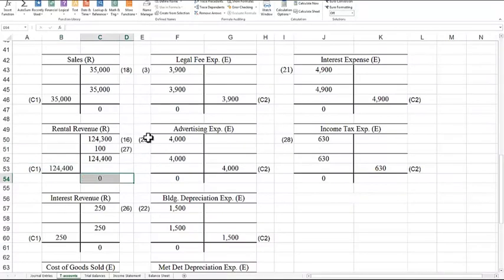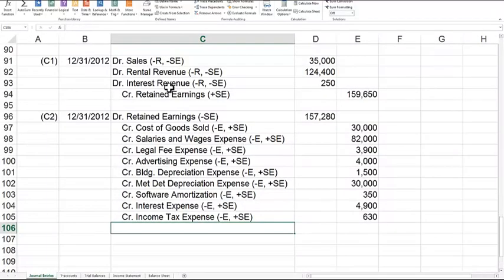If we look at advertising expense, after doing the adjusting entry, the balance was $4,000. That went on the income statement. The closing entry is going to credit advertising expense for $4,000, which will zero it out. So we do that for all the T accounts, and we get these two big whopping journal entries.